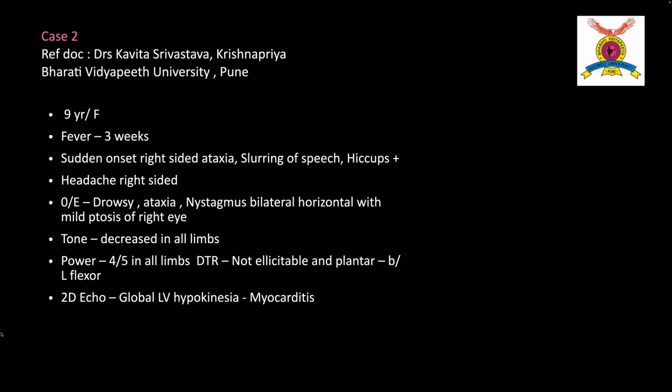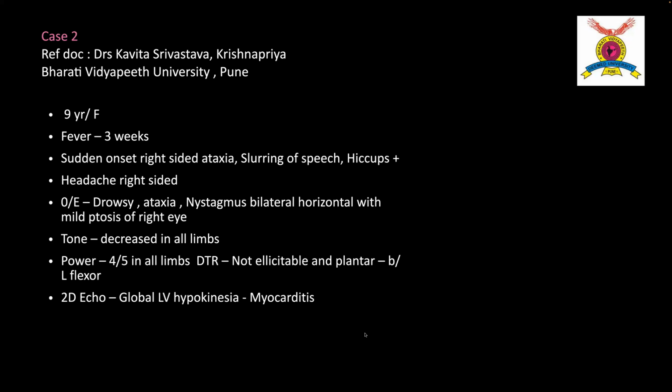Good evening. This is a 9-year-old female who presented to us with 3 weeks of fever and sudden onset right-sided ataxia with slight weakness, slurring of speech and hiccups. She also complained of headache on the right side and also diplopia. On examination, she was becoming a little drowsy over a few hours, and she also had ataxia to the right side, nystagmus, which was bilateral but more to the right side, and horizontal, with mild ptosis and enophthalmos of the right eye.